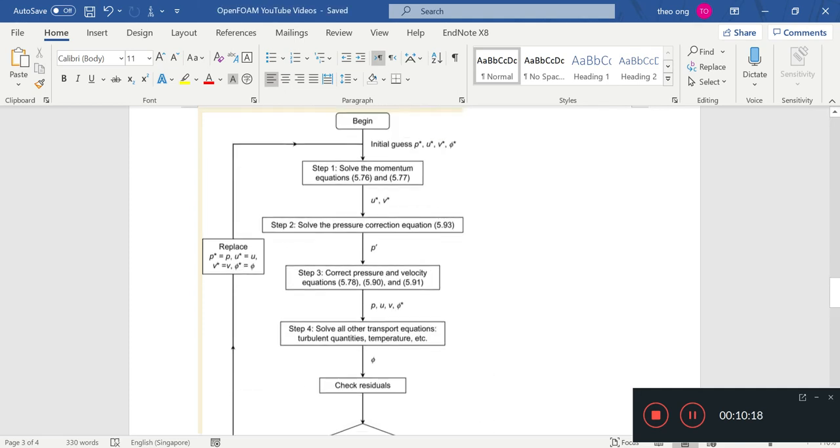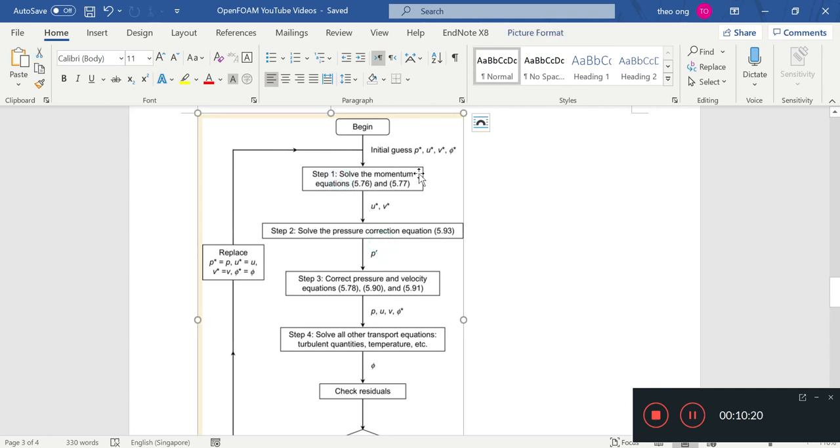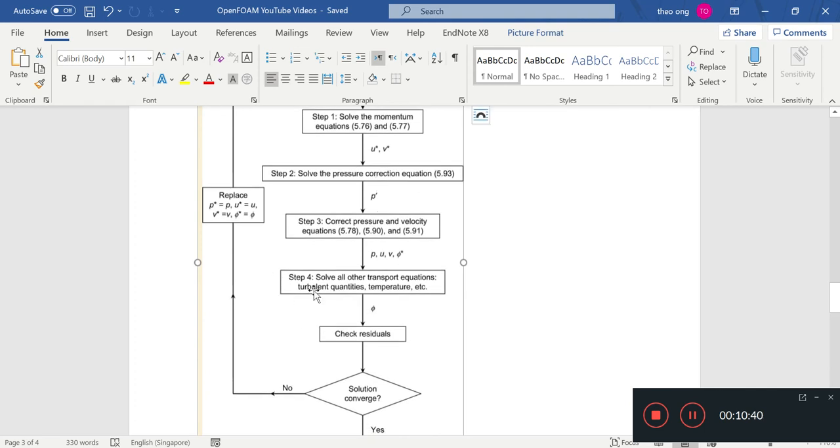So what does it do? Basically, it solves the momentum equations, and then we get some velocity field. Then we solve the pressure correction equation, otherwise the Poisson equation. Then we use that new pressure to feed back into the original momentum equations. Of course, if we have other transport equations, for example turbulence transport or temperature transport for heat convection, then we solve those as well.